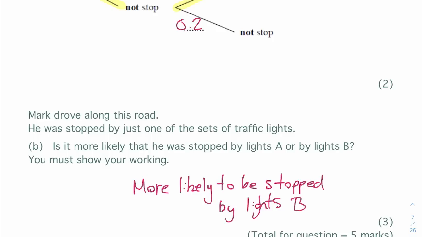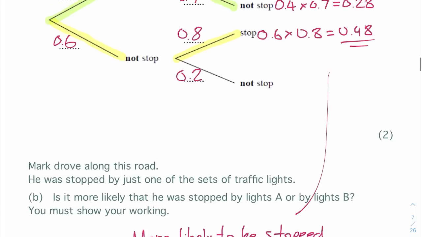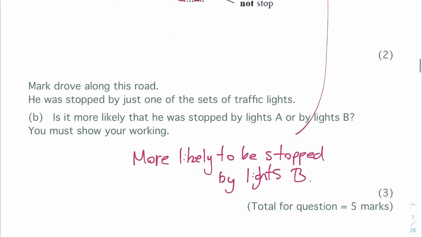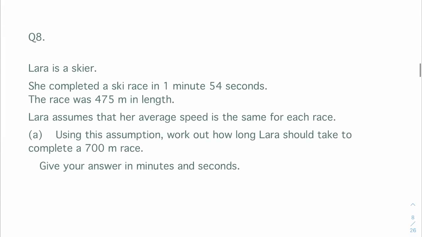There we go. And obviously you could point that towards your working if you wanted to. Right, okay, there we go. So there is our probability tree. Okay, so we've got some average speed.